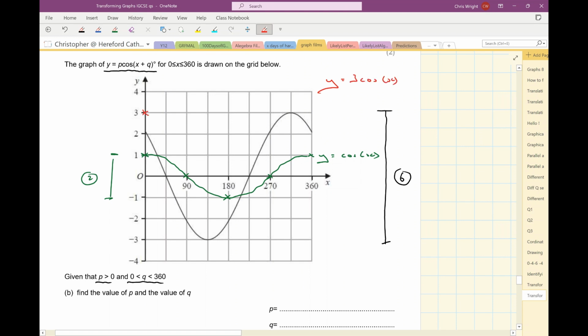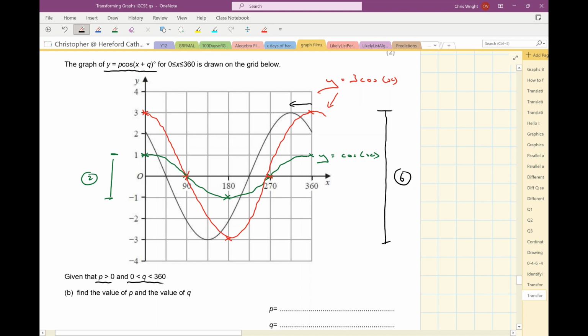So I'm simply going to stretch my green curve by a factor of 3. Here it is. So this is y equals 3 cos of x. Now, how do I move that red curve to give me the black? Well, it's simply a translation, isn't it? By 1 square to the left.